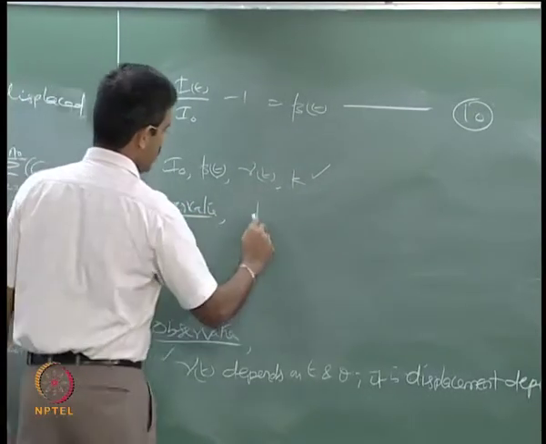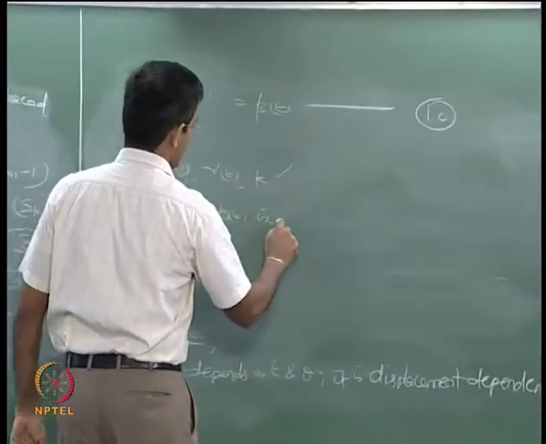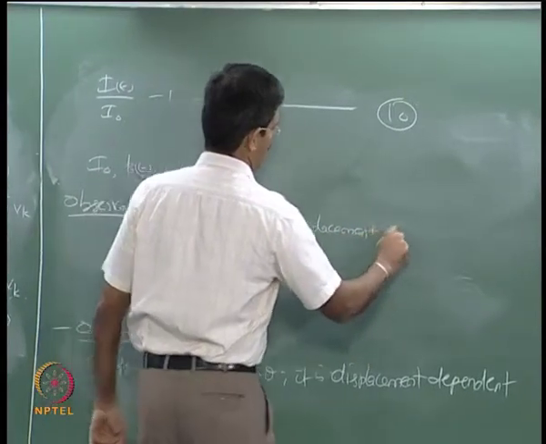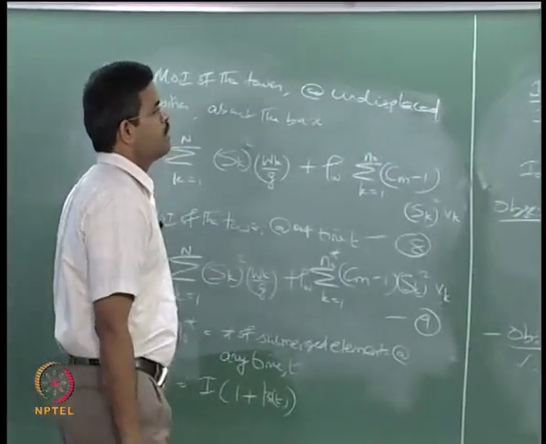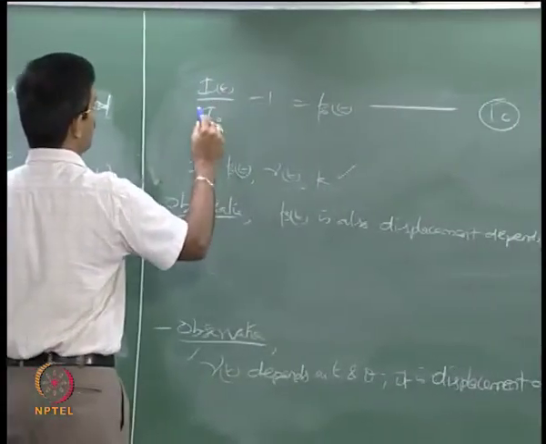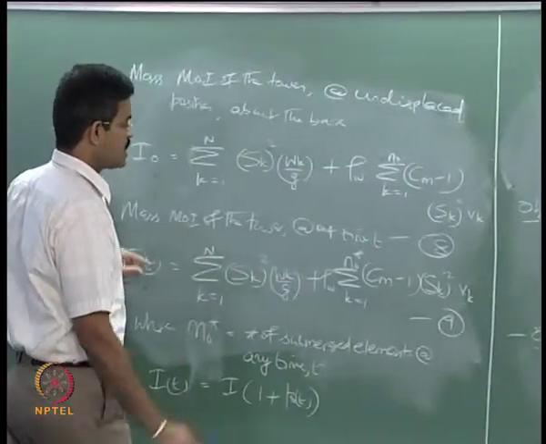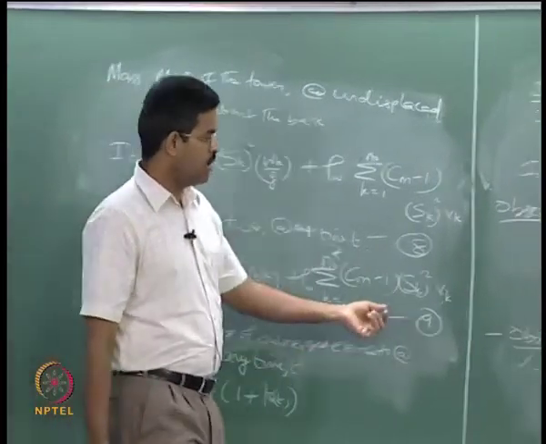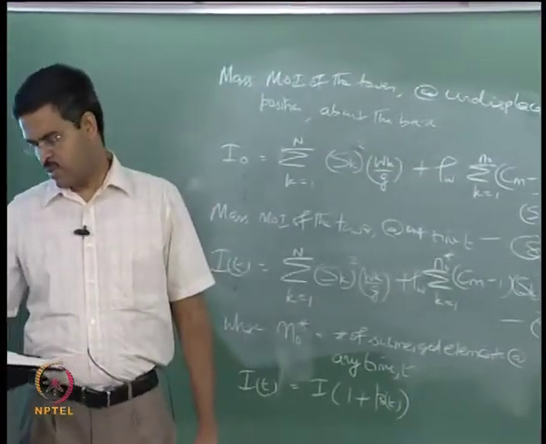The observation is that beta of t is also displacement dependent. How? I will come to that. It is displacement dependent because beta of t is actually depending upon I of t and I naught. I naught is at undisplaced position, so there is no problem, whereas I of t talks about the number of stars, which are the number of submerged elements. Okay. So beta of t is also displacement dependent, again this is non-linear.